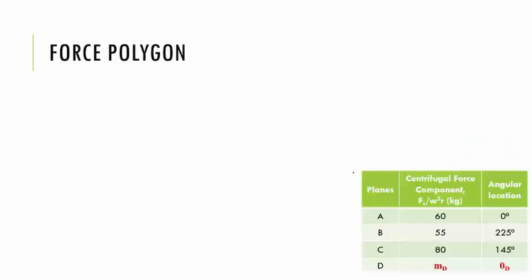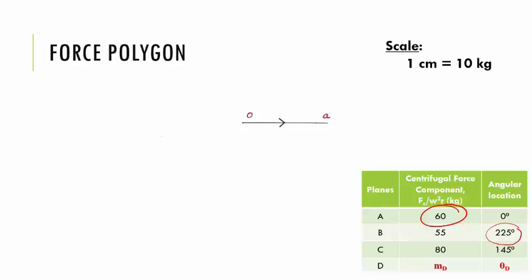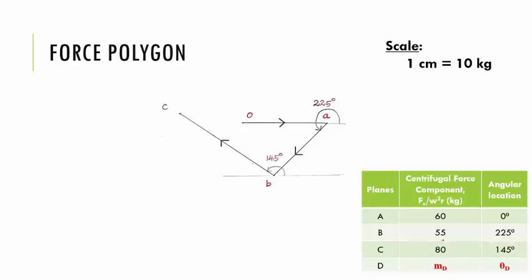For drawing the force polygon, I have considered the scale as 1 centimeter is equal to 10 kilogram of centrifugal force component. Now by considering the mass A at the reference, we can draw the force polygon side for mass A like this, for the positive force component of 60 kilogram. Next, we can draw the force polygon side of mass B at 225 degree angular position from point A with the value of 55 kilogram. Okay. Next, from point B at 145 degree taking from the reference, we can draw the force polygon side of mass C for the value of 80 kilogram.